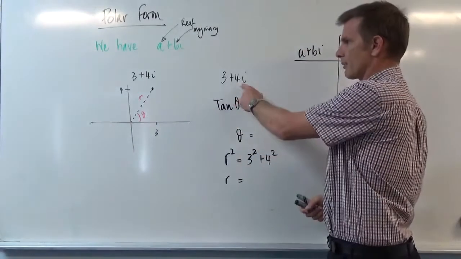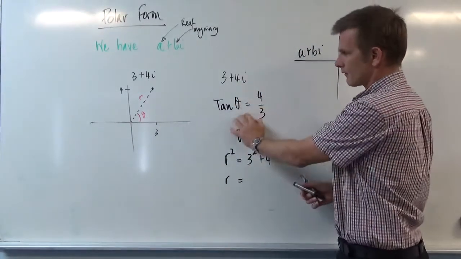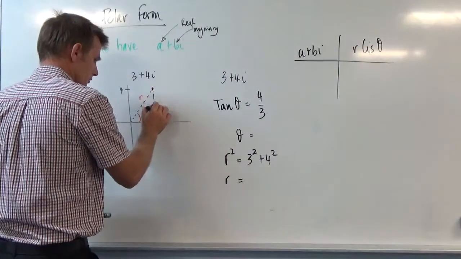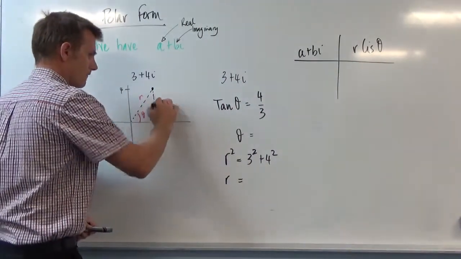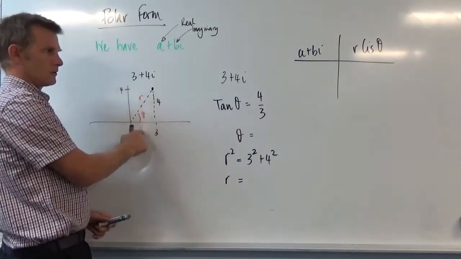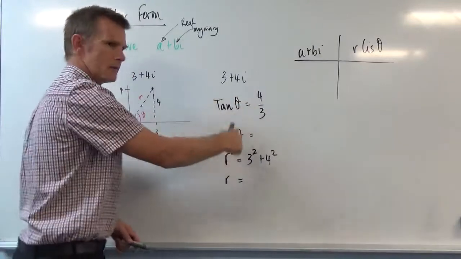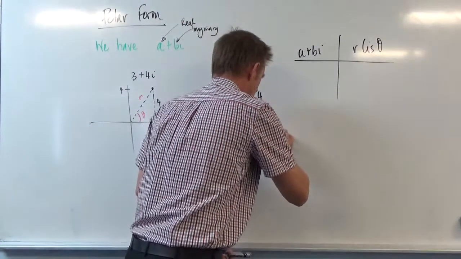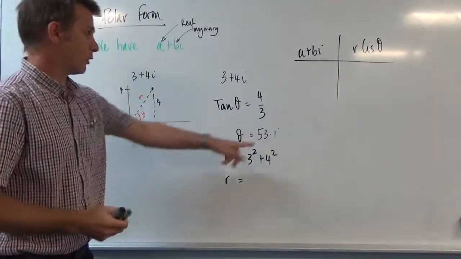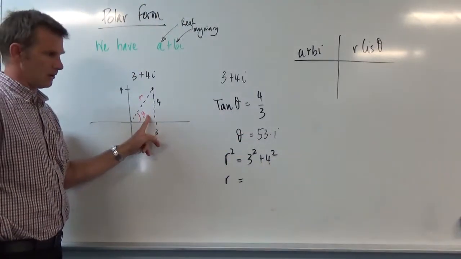Well, if I've got 3 plus 4i, think of this formula here. Hopefully you can already see what I'm doing here. I'm really just dropping this down. That would be 4 along there, and of course this is 3 here. Tan is opposite over adjacent. There we go. And this comes out to 53.1 degrees from memory. I did just do it before. 53.1 degrees would be the angle in here.